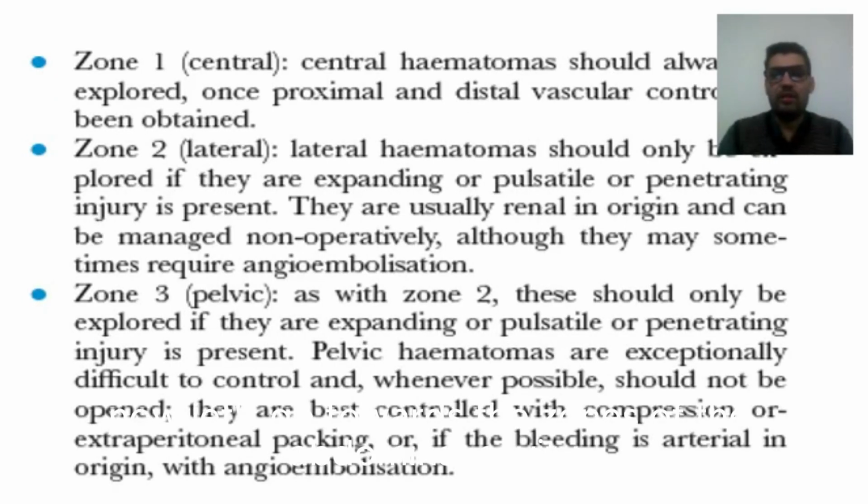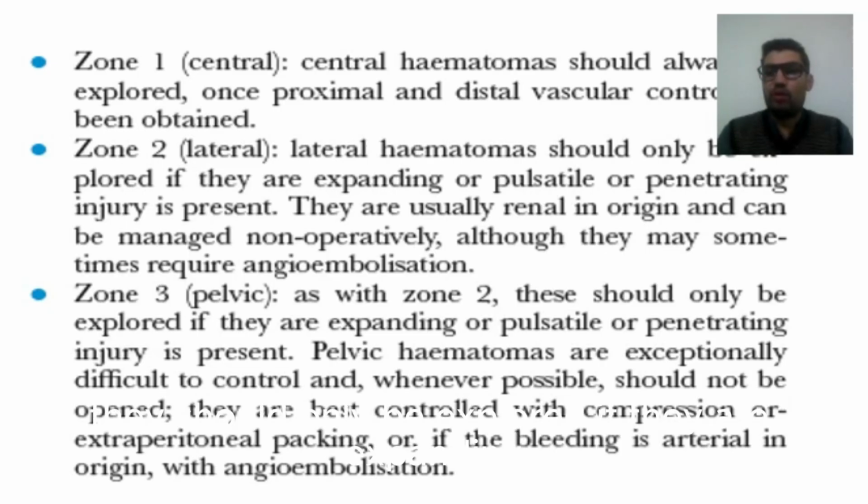Now, let's go toward the zones of the abdominal cavity. According to the trauma, it is divided into three zones: zone 1, zone 2, and zone 3. Zone 1 is the central zone, and it should always be explored. It is a surgical emergency. Zone 2 should only be explored if it is expanding or pulsatile or penetrating injury is present. And zone 3 is pelvic.